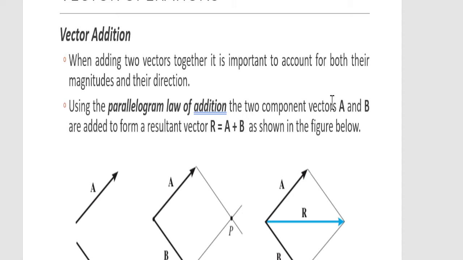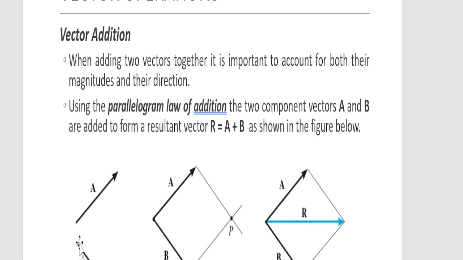We can perform vector additions, which is an essential part of this subject. You might need to do several vector additions, and these vector additions are possible in three different ways. One is by using the parallelogram law of addition, and even while using the parallelogram law of addition, there are two more ways.